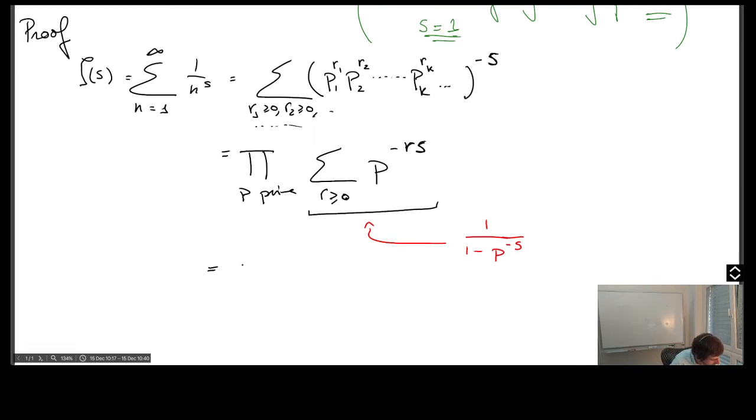Okay. So this is the product over primes p of 1 over 1 minus p to the minus s. And this proves part one that we wanted. There's not much to it. This step takes you a second to see. Just, yeah, take that second right now.